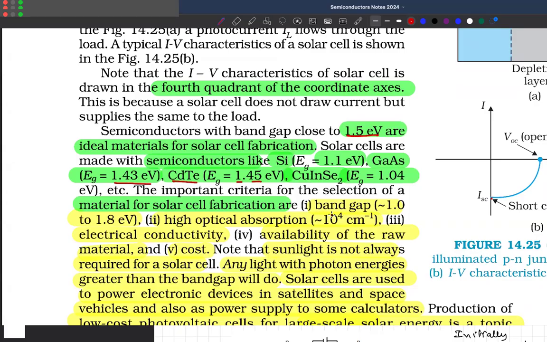So therefore, solar cells are used in power electronic devices, in satellites, space vehicles, and also as power supply to some calculators. Now you are not using that actually. Production of low-cost photovoltaic cells for large-scale solar energy is now an active topic for research.